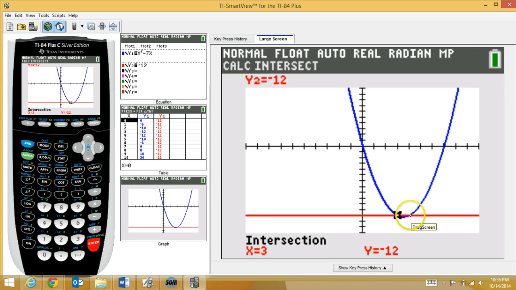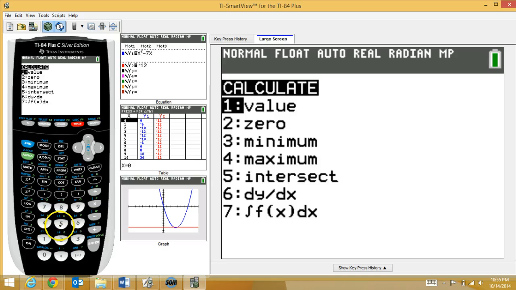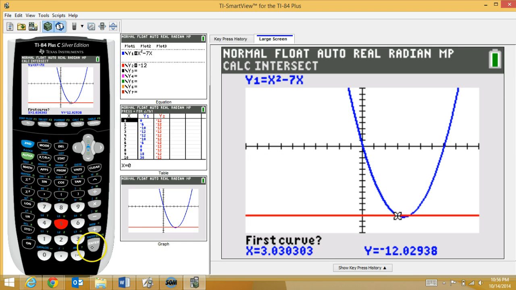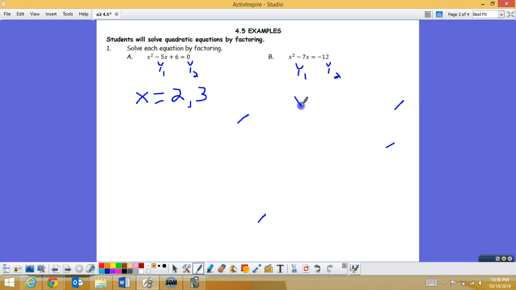And I think that we might have another one here, so I'm going to check that out. I'm going to calculate another intersection. First curve, yes. Second curve, yes. And for my guess, I'm going to right arrow so I move closer to the second one. And my second solution is x equals 4. So my two solutions then are 3 and 4. So x equals 3 and 4.